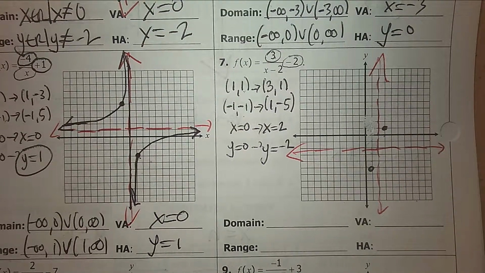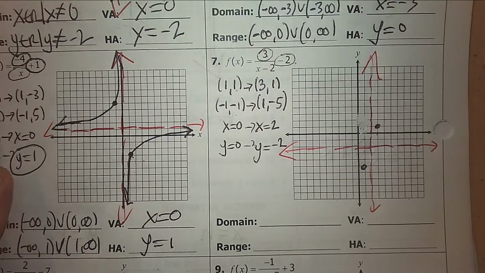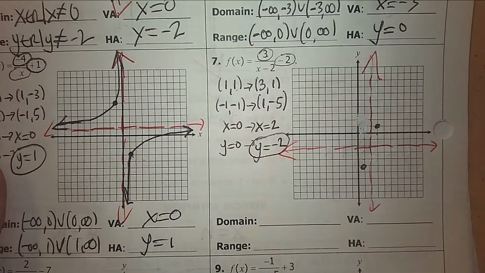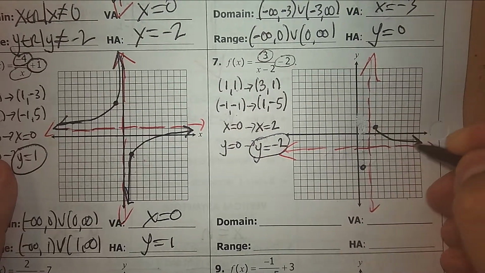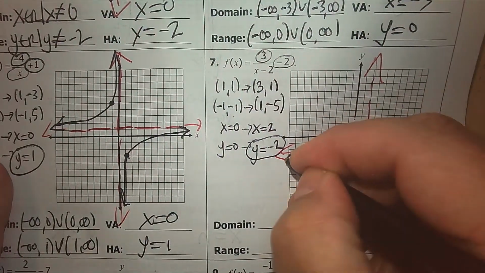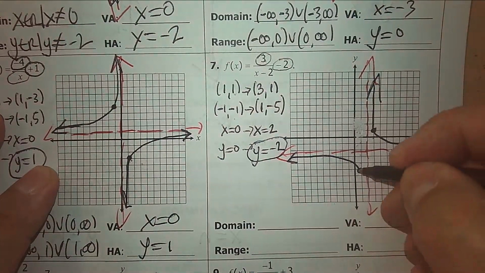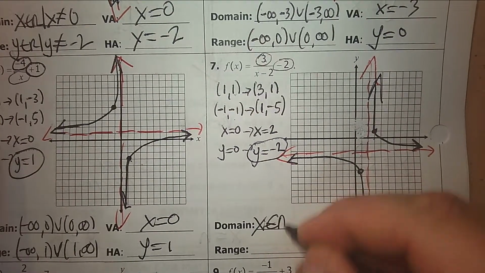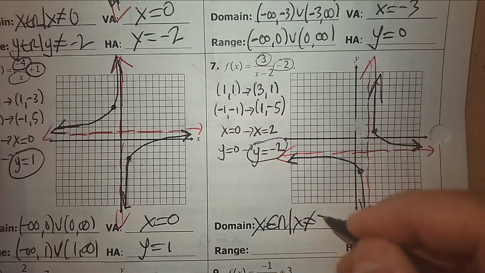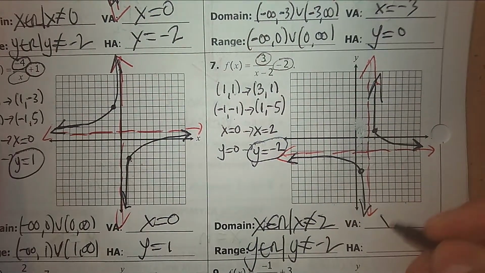Do you notice one's above, one's below? One's to the left and one's to the right? What's the end behavior? What do I look at? The horizontal asymptote. So the right end is going to what number? And the left end is going to what number? Then, one goes to infinity, the other goes to negative infinity. I'm going to finish this. So x can't be 2, y cannot be negative 2, and we have our two asymptotes.